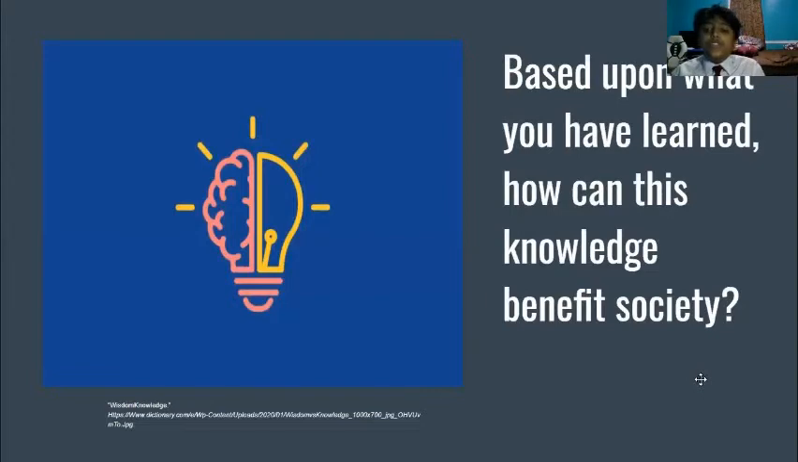Based upon what you have learned, how can this knowledge benefit society? The topic of my report is important to society because it helps us to understand why we are dominant in some body parts and some not. This research helps society also understand the way our cerebral hemisphere works. It will also give us a better understanding of the brain and how it works through different body parts.